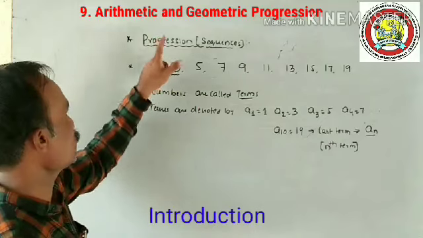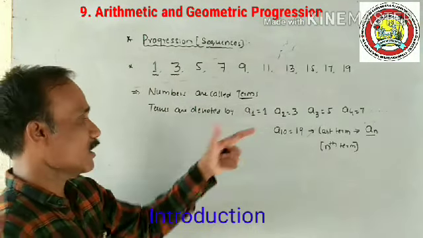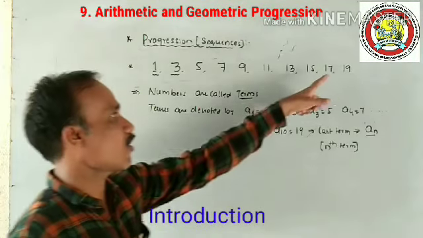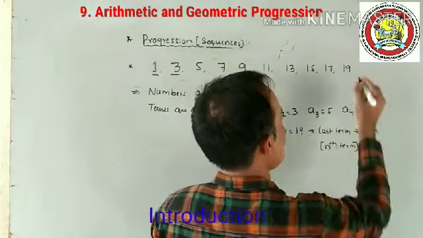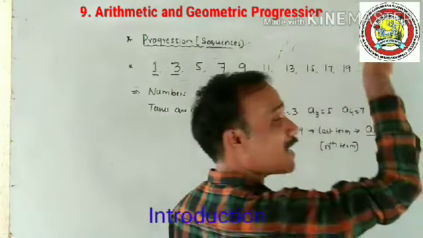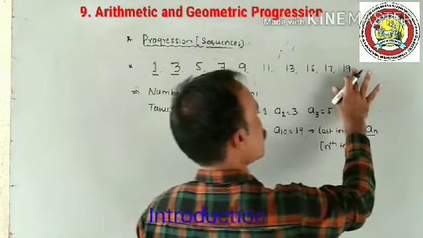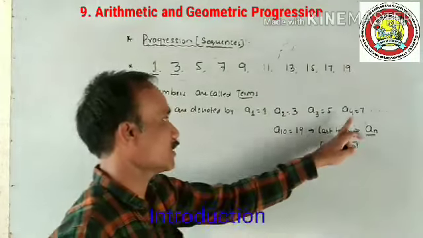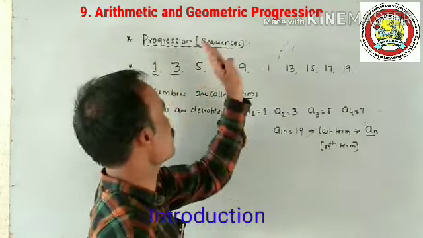Now, coming to the meaning of this. Terms of a sequence are denoted by A1, A2, A3, A4, A5. If I mention dots, it means there are infinitely many terms. Here there are no dots, which means a full stop here. That is the last term, the nth term, which is equal to 19 in this progression.